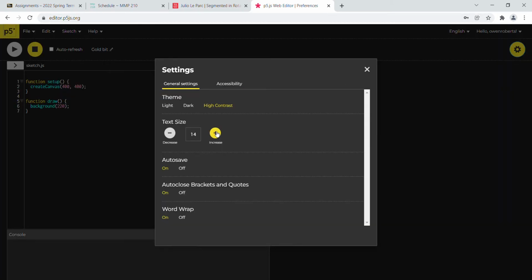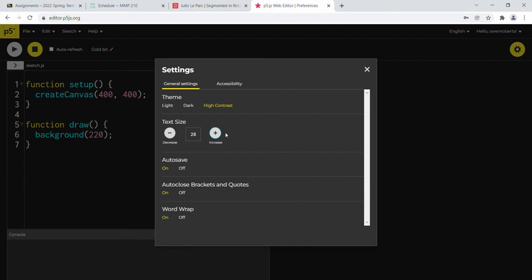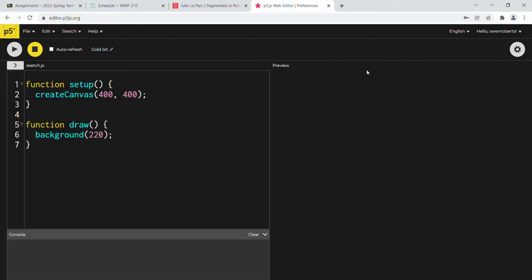So I'm logged into the editor. I'm going to increase my text size to make it more visible for you guys, but you don't need to do that. And so I'm going to start just by making the artwork, and I'm going to try to approach it thinking about the patterns and how to change the patterns to get what I want. And then I'll show you guys how to document it.